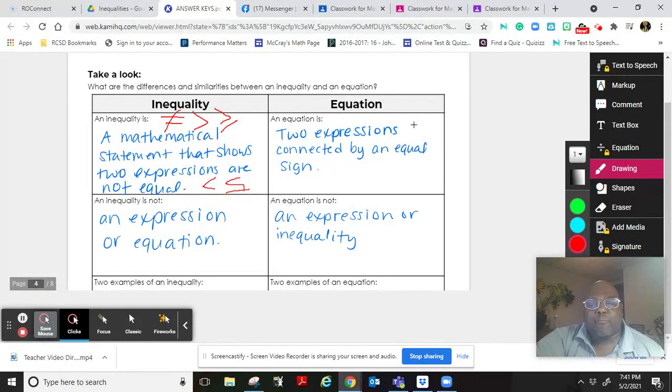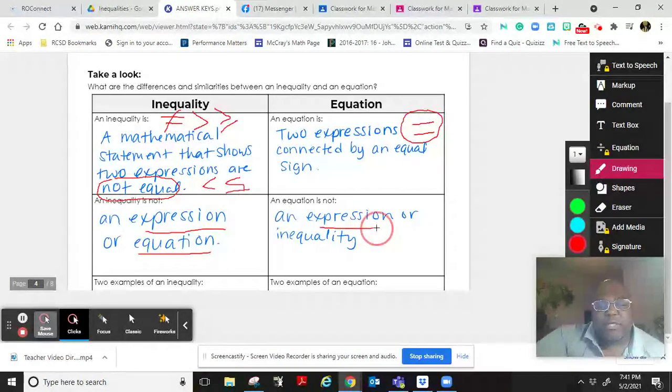An equation, we're going to see an equal sign. And what are the words that give it away? The words that give it away for equations: there's two expressions connected by an equal sign. The words that give it away for inequality: a mathematical statement that shows two expressions are not equal. So let's talk about what things are not. An inequality is not an expression or an equation. Well, what is an equation not? An equation is not an expression or an inequality. Well, what is an expression, guys? An expression is something that doesn't have an equal sign or an inequality.